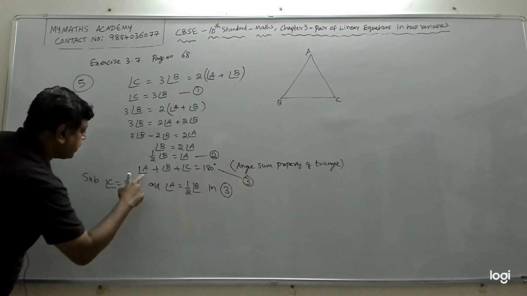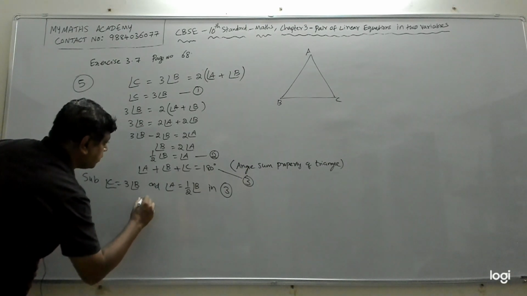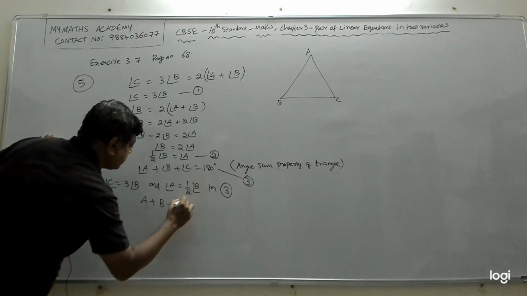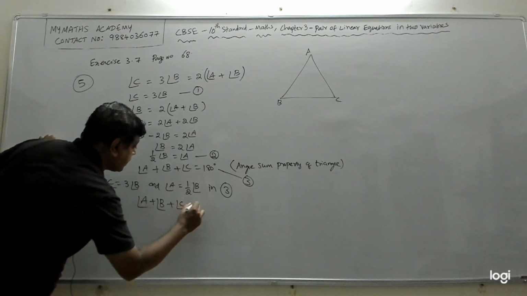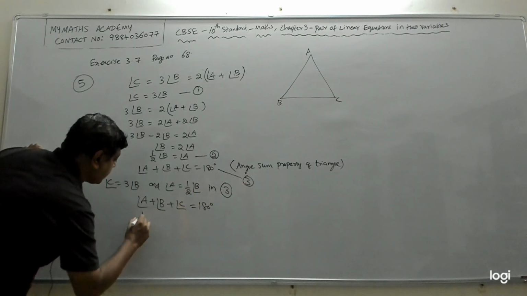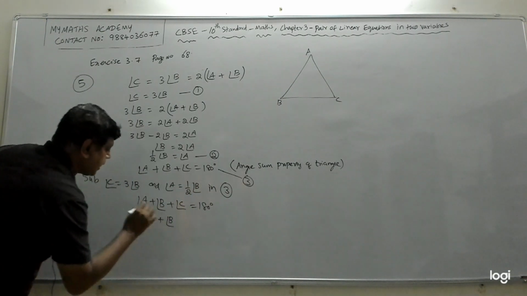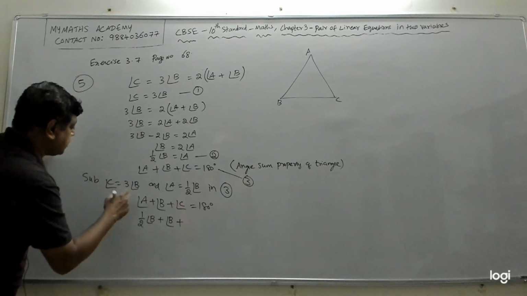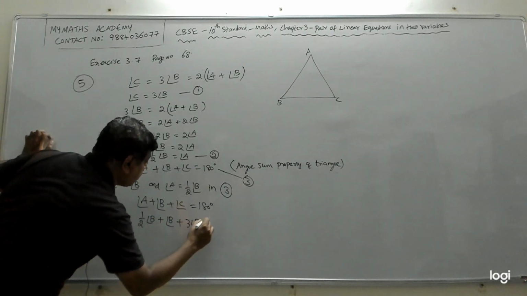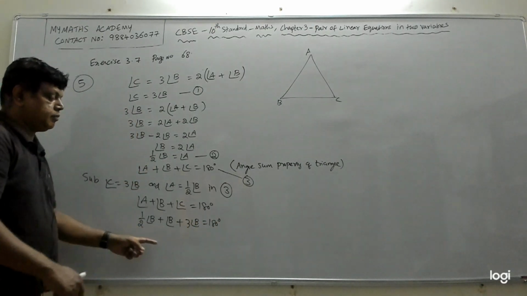So if you substitute, what do you get? I'll write again the third equation: angle A plus angle B plus angle C is 180 degrees. What is angle A? 1 by 2 of angle B, plus angle B, plus C, which is 3 times angle B. So what we have done here is, now we have got everything in terms of angle B.